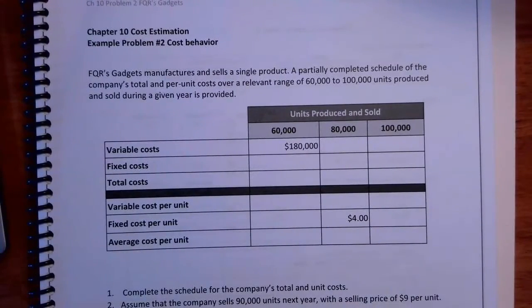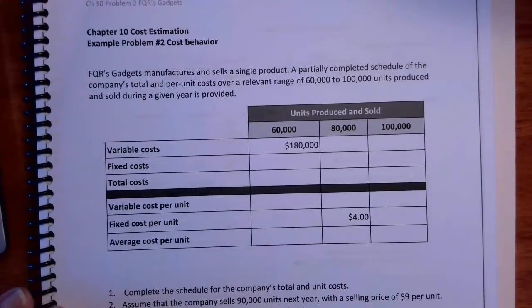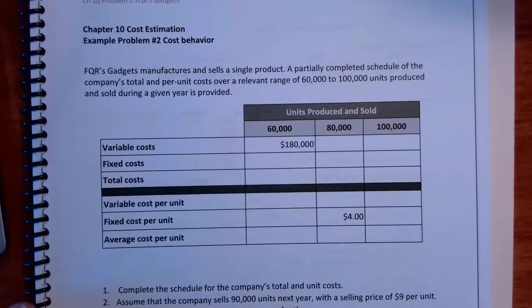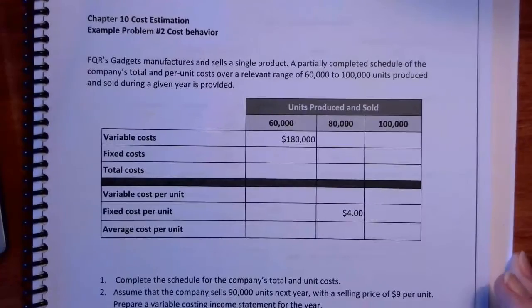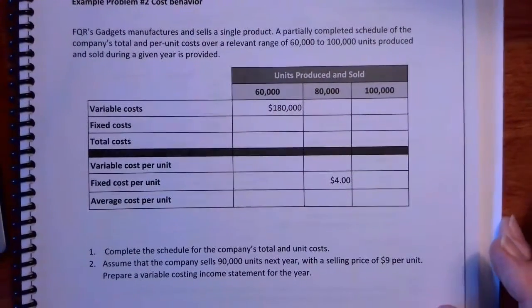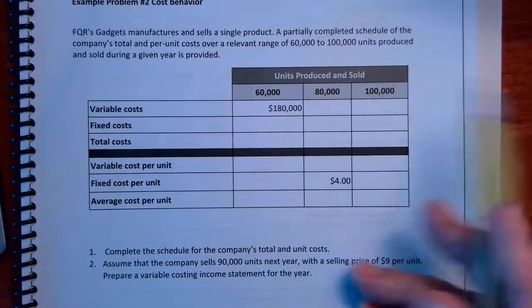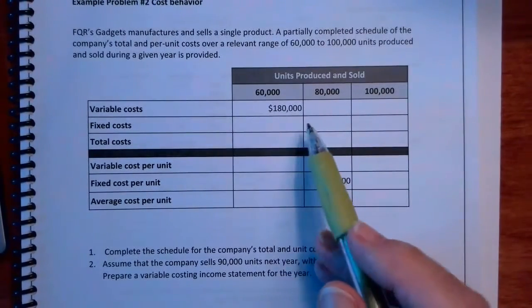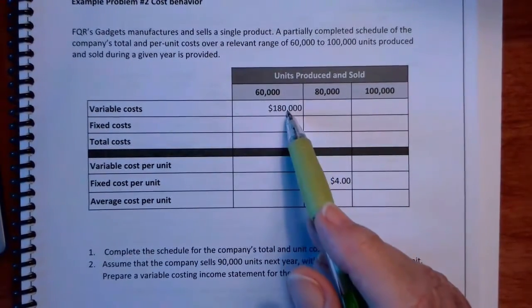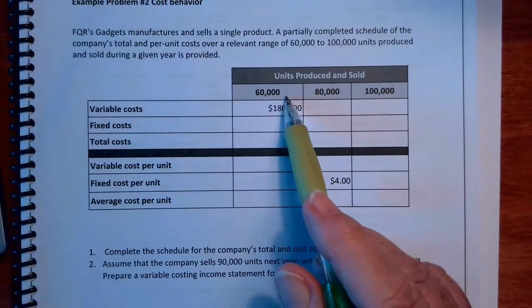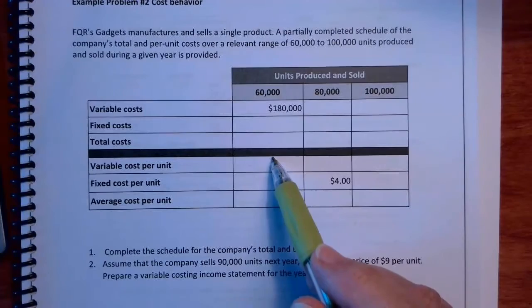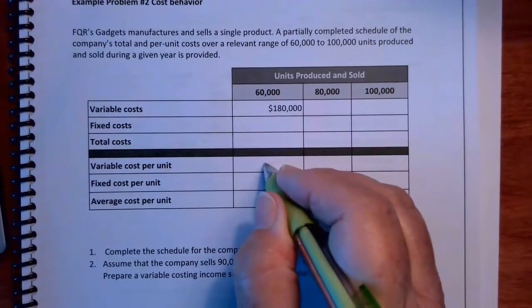Okay, this is sample problem 2, and it's in the Pro Copy book, and it's just some basic relationships between fixed and variable costs. We've got units produced and sold, a variable range here from 60 to 100,000, and they gave us two numbers. The variable cost at 60,000 was 180. So if that's the total variable cost for 60,000, then we know that our variable cost per unit is $3.